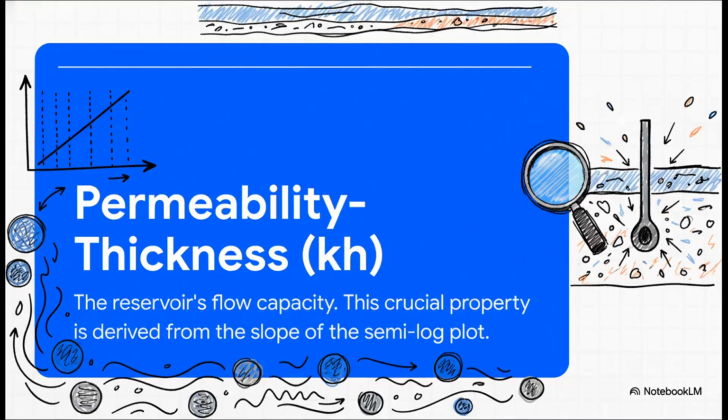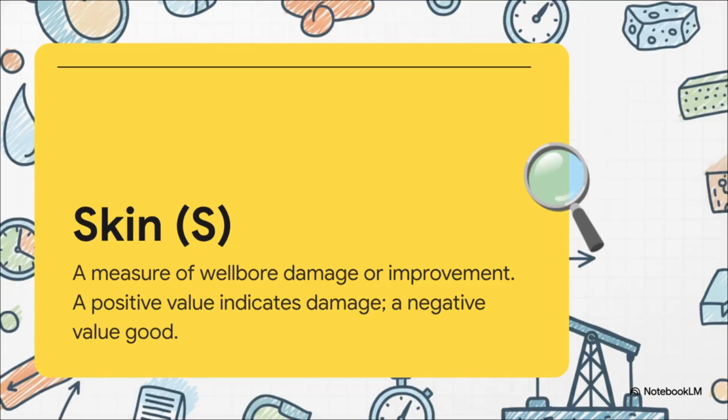The first, and arguably most important prize, is something called permeability thickness, or just K. This number is the single best measure of a reservoir's flow capacity, of a well's potential. To put it simply, this is the number that tells us if we've got a dud on our hands or an absolute gusher. And we get it directly from the slope of that straight line we worked so hard to find.